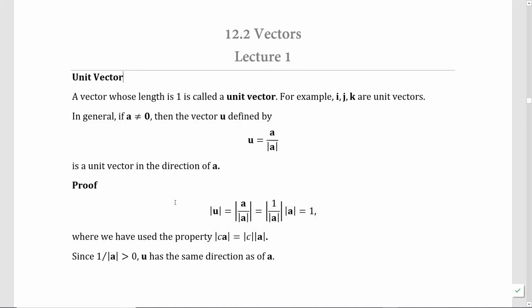So we can see the proof here. If we calculate the magnitude of u and apply the property of the scalar multiple, proposition 1 from the previous section, we get 1. So u has length 1. And since the factor c here, 1 over the magnitude of A, is positive, the vector u must have the same direction as the vector A.